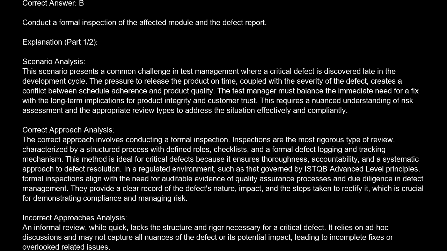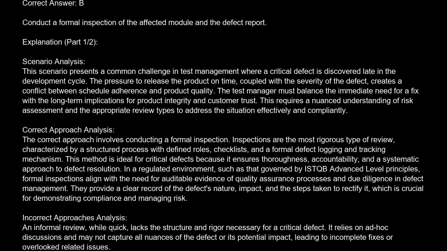Correct approach analysis. The correct approach involves conducting a formal inspection. Inspections are the most rigorous type of review, characterized by a structured process with defined roles, checklists, and a formal defect logging and tracking mechanism. This method is ideal for critical defects because it ensures thoroughness, accountability, and a systematic approach to defect resolution. In a regulated environment, such as that governed by ISTQB advanced level principles, formal inspections align with the need for auditable evidence of quality assurance processes and due diligence in defect management. They provide a clear record of the defect's nature, impact, and the steps taken to rectify it, which is crucial for demonstrating compliance and managing risk.